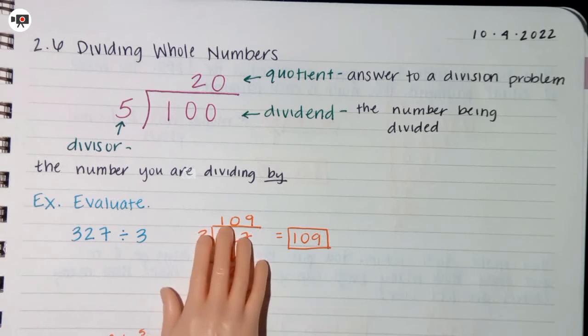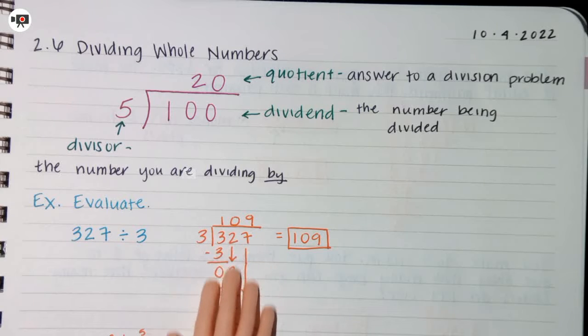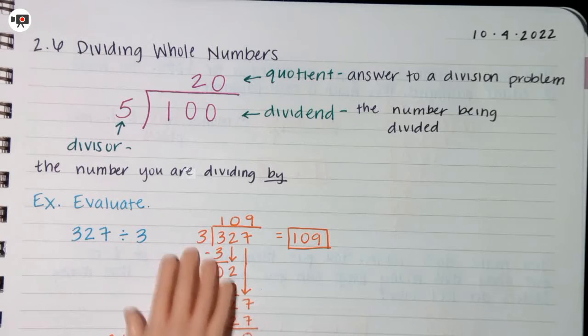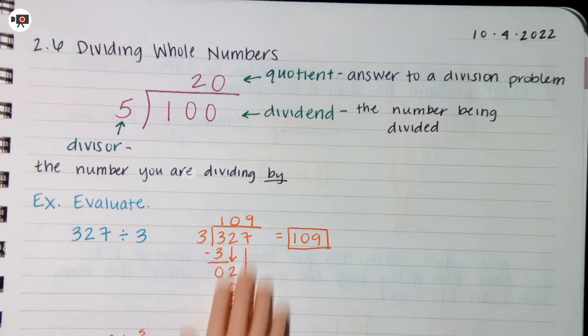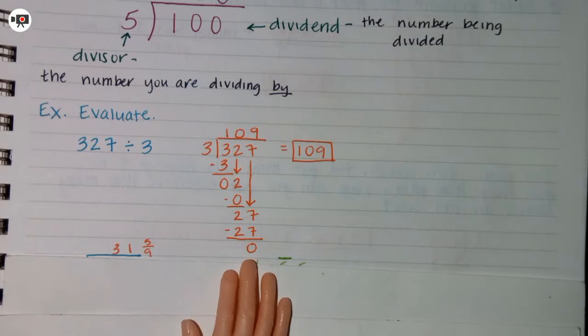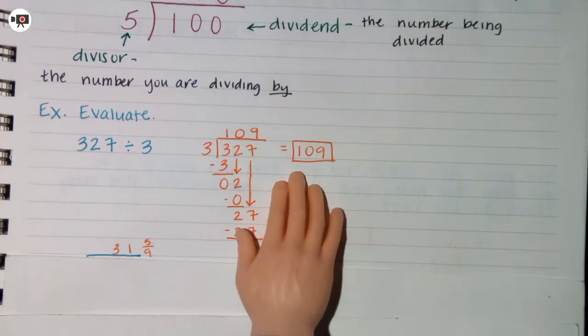3 goes into 7 two times, subtract and we get 1, bring down the next number. 3 does not go into 2, so that would be a 0, and bring down the next number. 3 goes into 27 9 times, and when we subtract, we end with a 0 here. That means we are done, so our answer is 109.